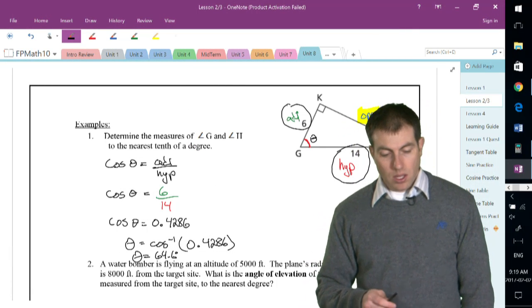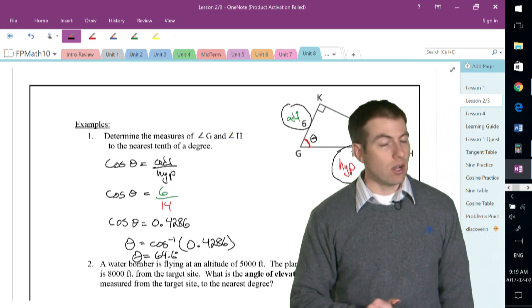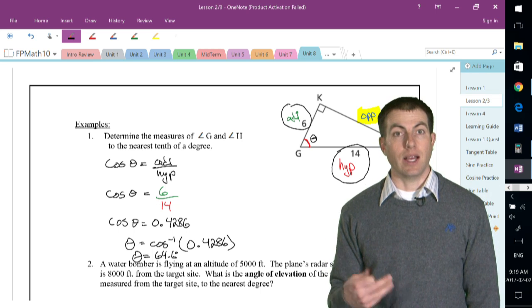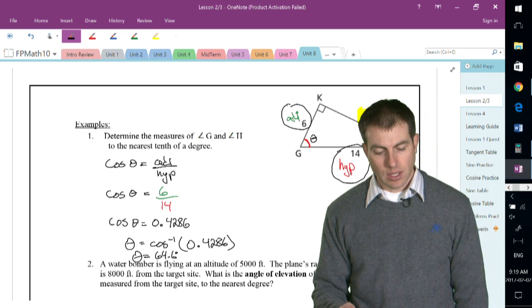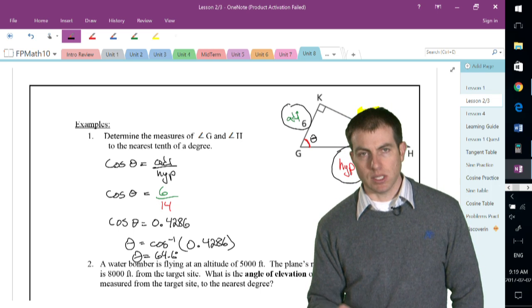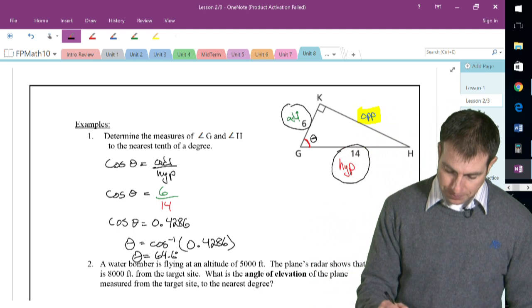Okay. The question also asks to find the measure of angle H. Now, there's a couple ways you can do this. You can say, okay, the three angles in a triangle have to add to 180 degrees. I can go 180 minus 64.6 minus 90, and whatever's left has to be that other angle. And that's fine. So let's do that.